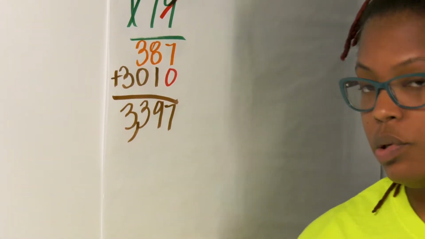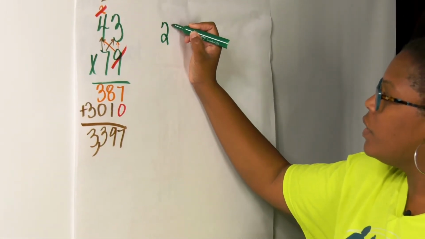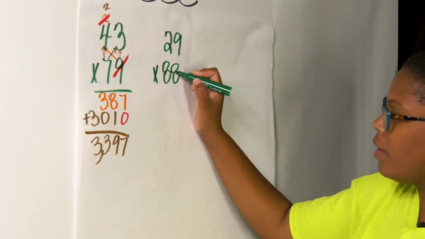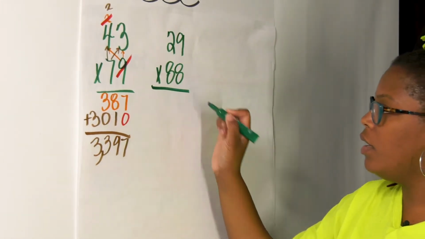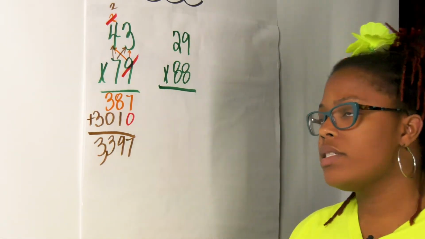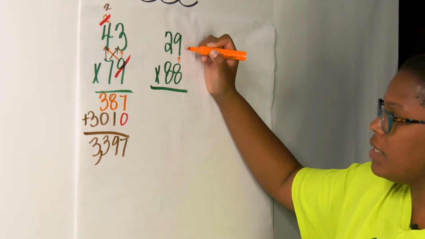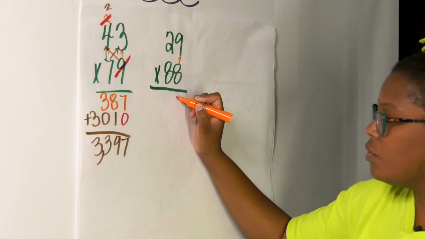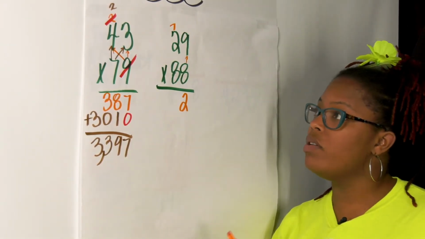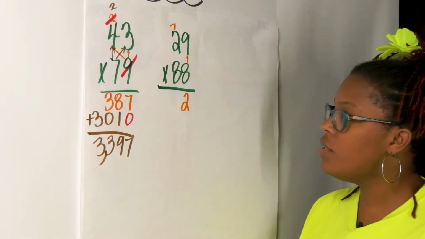All right, next example, 2-digit by 2-digit again. 29 times 88. Okay, 29 times 88. Same process. Start with your ones place, which is this 8 here. Multiply it. 8 times 9, you get 72. 2, carry the 7. And remember, I told you, make sure you know your multiples, because if I say what's 8 times 9, you should quickly say 72.